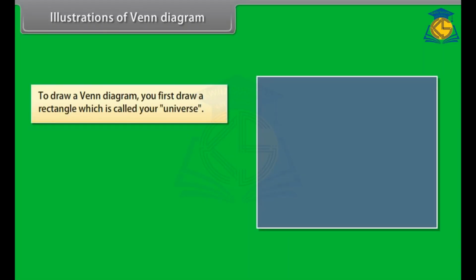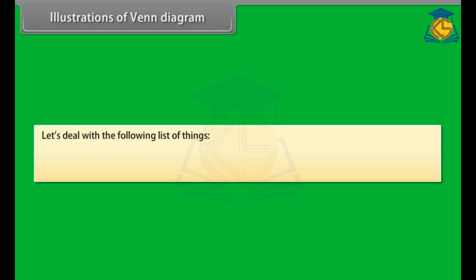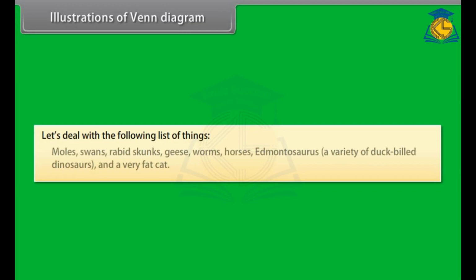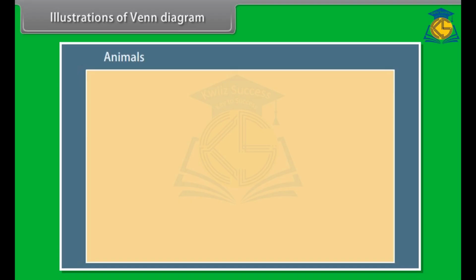To draw a Venn diagram, you first draw a rectangle which is called your universe. In the context of Venn diagrams, the universe is not everything, but everything you are dealing with right now. Let's deal with the following list of things: moles, swans, rabbit skunks, geese, worms, horses, Edmontosaurus, a variety of duck-billed dinosaurs, and a very fat cat.